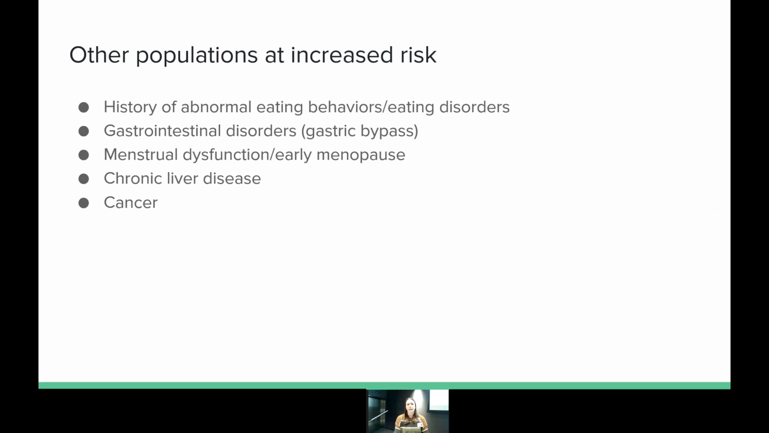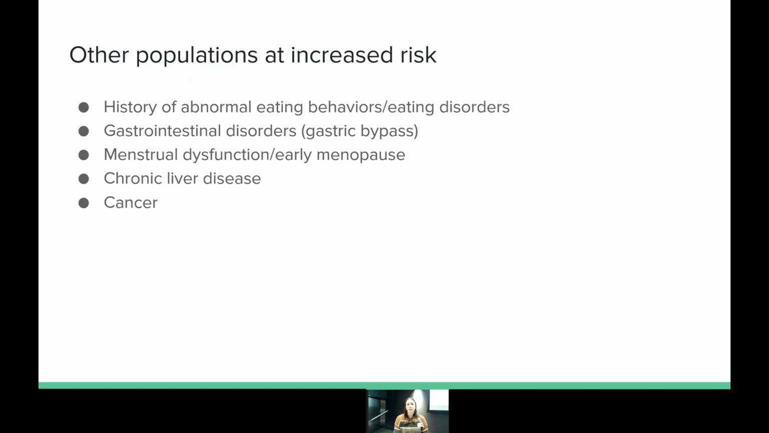Other populations that are at an increased risk of osteoporosis are those who have a history of abnormal eating behaviors or an eating disorder. And this can include anything from just prolonged use of restrictive dieting, fasting, diet pills, laxatives, diuretics, those types of things, or an actual diagnosed eating disorder. Also gastrointestinal disorders, or anything that makes the absorption of nutrients more difficult in your body. One thing to highlight here is that if you've had a gastric bypass, you've also decreased your ability to absorb certain nutrients, so that puts you at greater risk for osteoporosis.